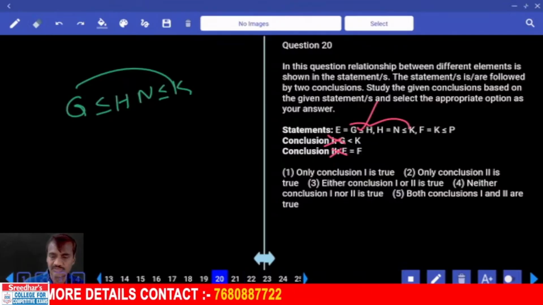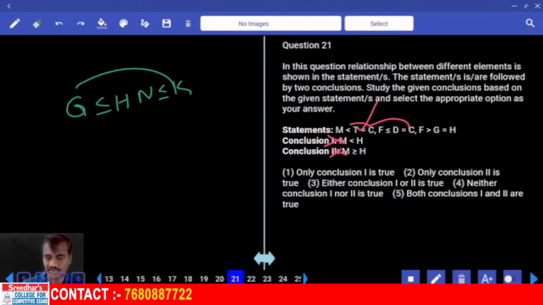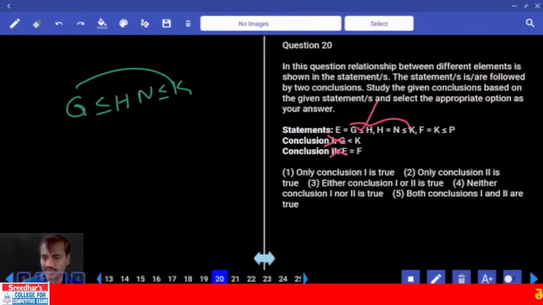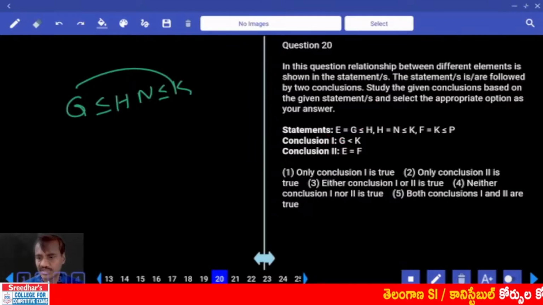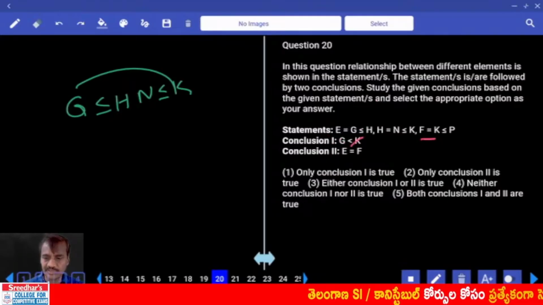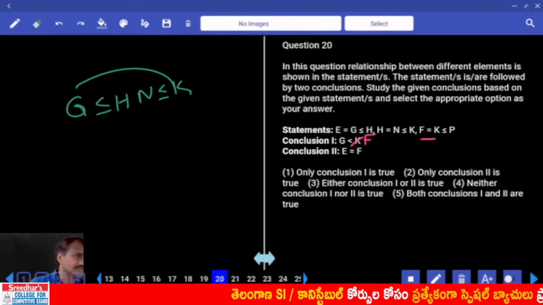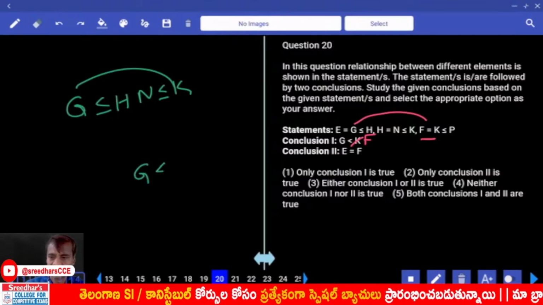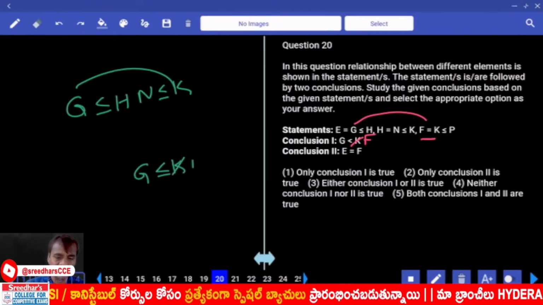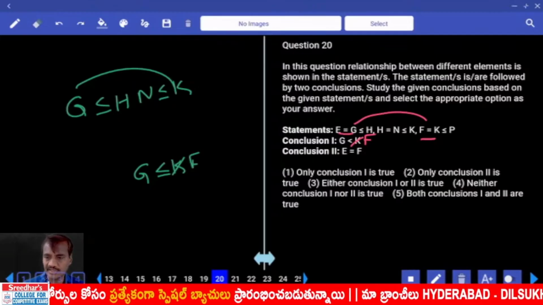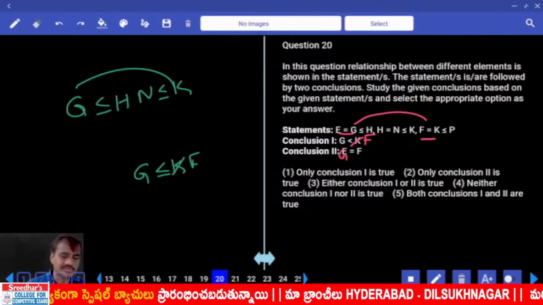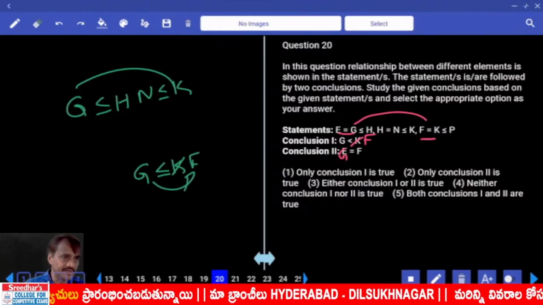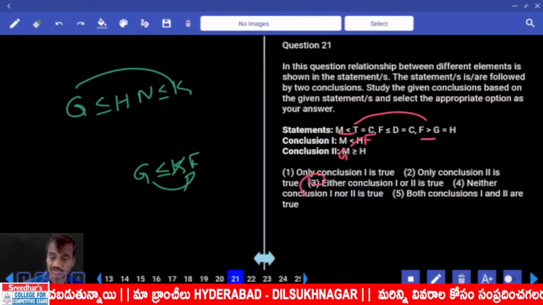And then the next one, now here 20, 20 and 21. In this 20, G and K. G and K, F and K are one and the same. In the place of K, you can take it as F, isn't it? That means here we have G lesser than or equals to K, and K equals to F, and again E equals to G. Hence G is either lesser than or equals to F. Either 1 or 2, choice 3, question number 20.